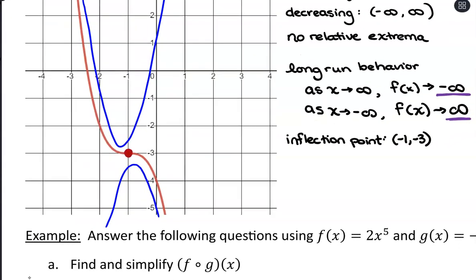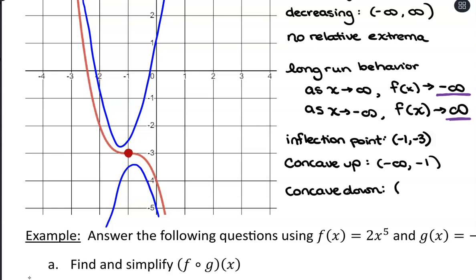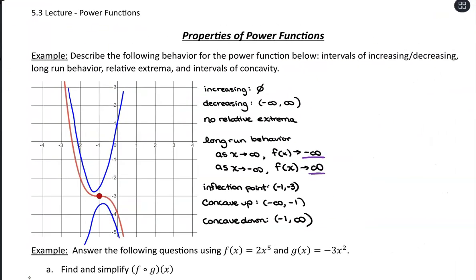And what we have is the left-hand side is concave up. So our interval for concave up would be from negative infinity until we reach that x value of -1. And then it switches to concave down, which begins at -1 and goes off to positive infinity. So that's how we could describe some pieces of a graph of a power function.